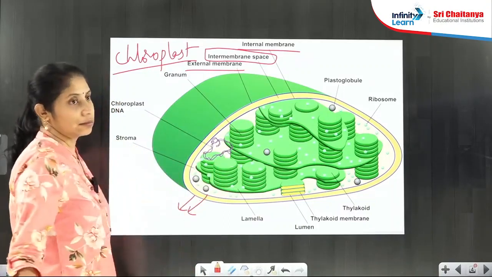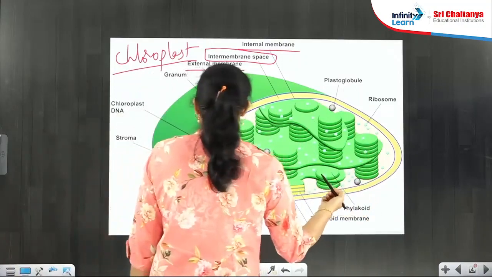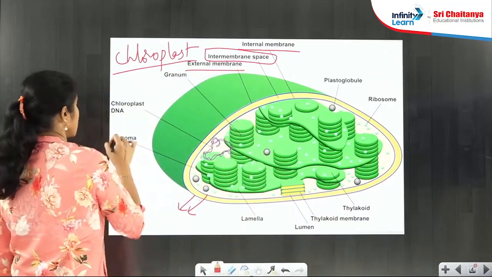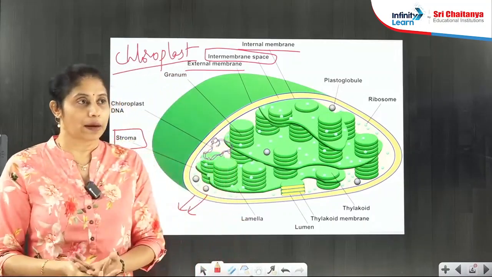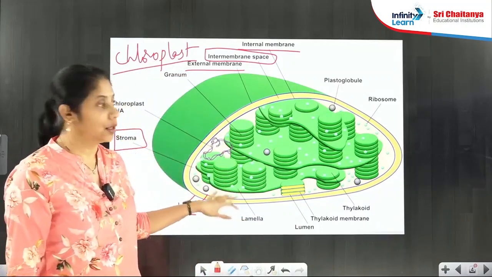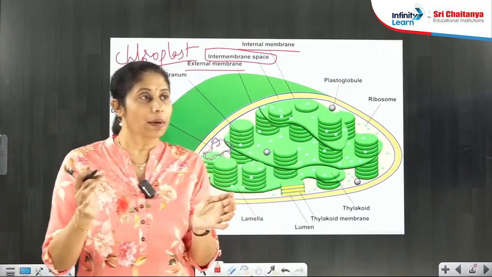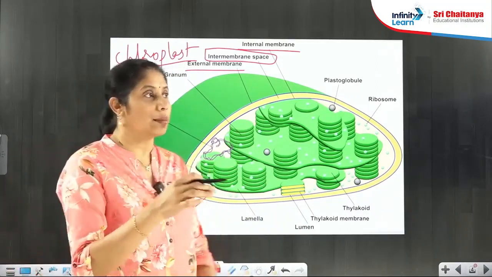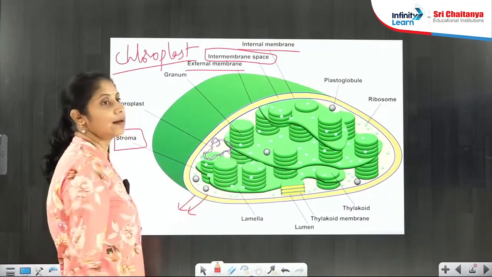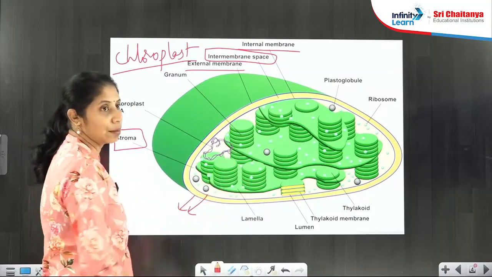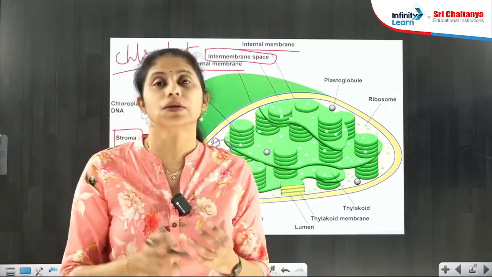Inside this inner membrane, all of you can see this empty white colored area, it is called stroma. We can say outer compartment is not having anything, but you are not supposed to use the term inner compartment here. We can say the inner membrane is limiting, it is a boundary for stroma. So what lies inside the chloroplast, inside the inner membrane? Stroma.